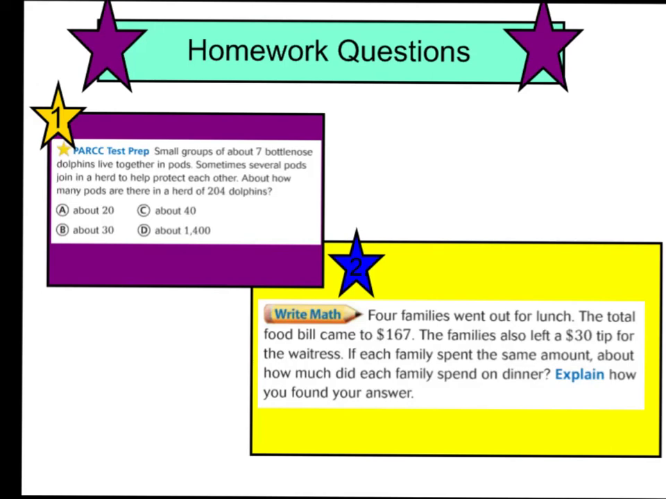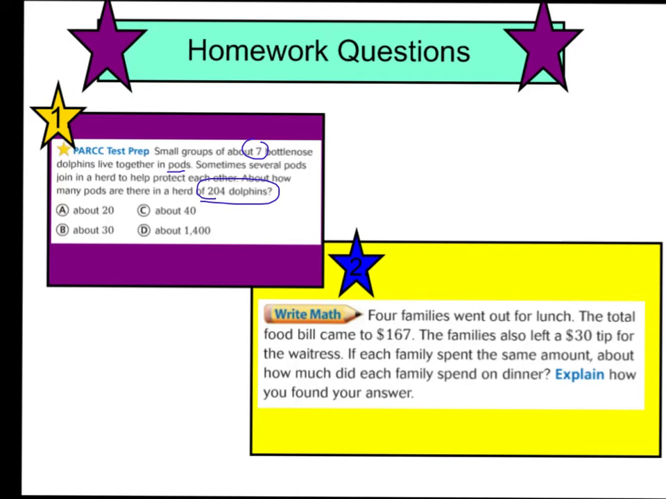So here are your homework questions for tonight. I'm only giving you 2 questions because I really want you to show your work and think about them carefully. Question number 1 says, small groups of about 7 bottlenose dolphins live together in pods. So a group of 7 of them is called a pod. Sometimes several pods join in a herd to help protect each other. About how many pods are there in a herd of 204 dolphins? So you have 204 dolphins, and you want to know about how many small groups of 7 could fit inside that 204 group of dolphins.